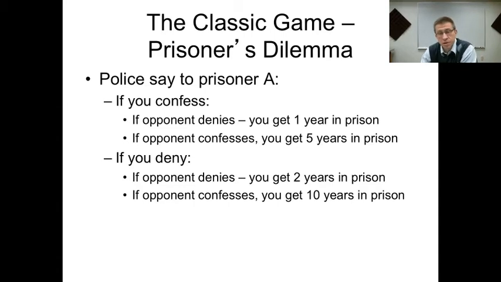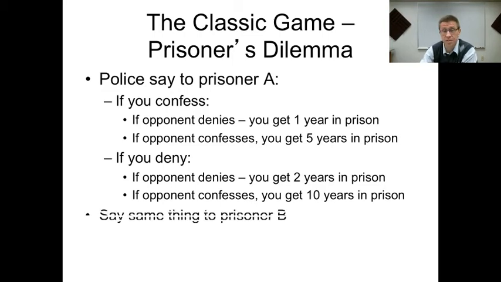If the prisoner confesses, it's 1 year in prison if the opponent denies, and 5 if the opponent confesses. If prisoner A denies, it's 2 years in prison if the counterpart denies, and 10 if the counterpart confesses. They say the same thing in a separate room to prisoner B. And if you've watched TV shows or movies, you've probably seen some interrogation scenes that look something like this, where police are trying to extract confessions from multiple different people who they suspect are involved in a plot.